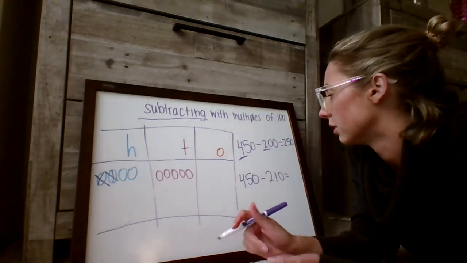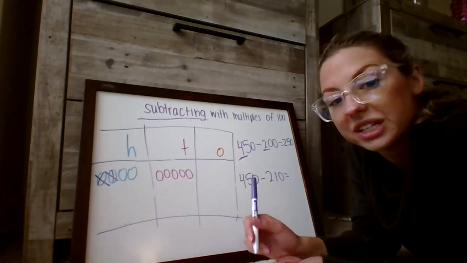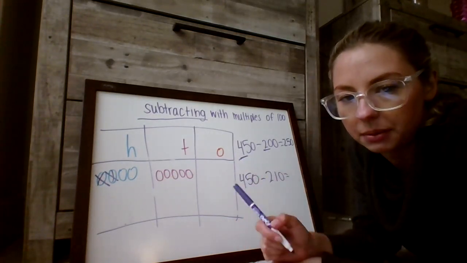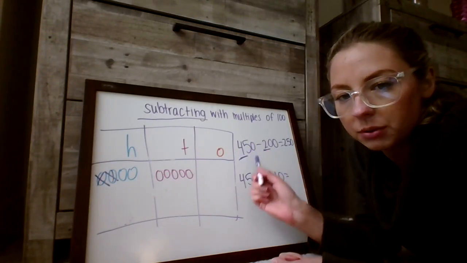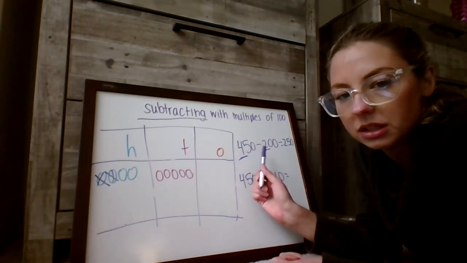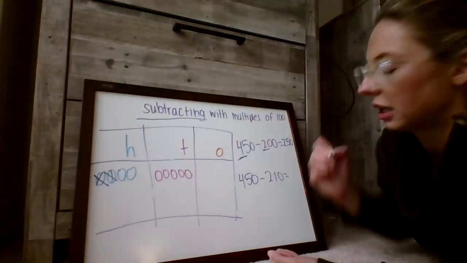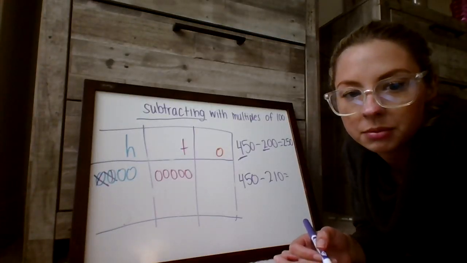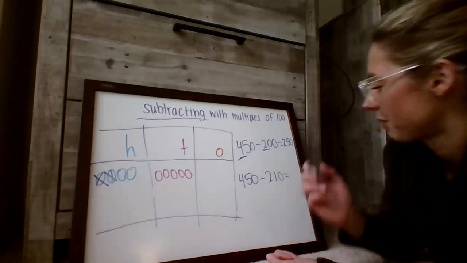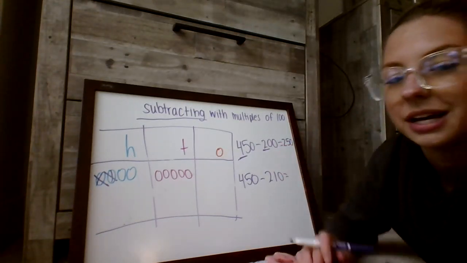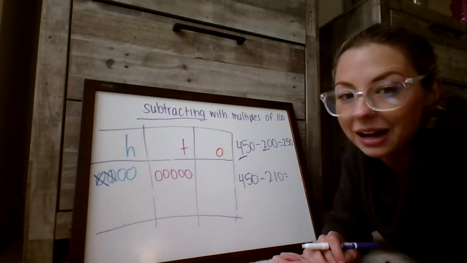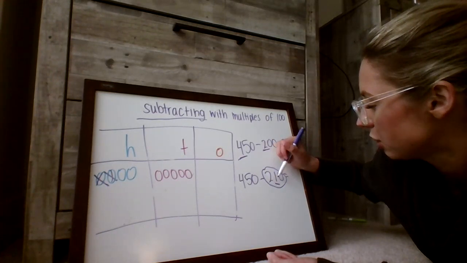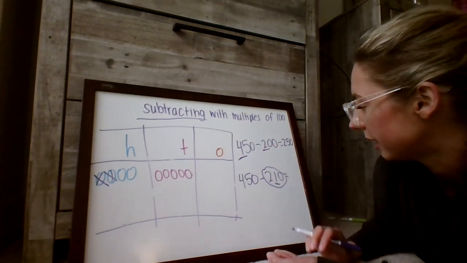What if we did 450 take away 210? What's the difference in this problem compared to this problem? We're both starting with 450, right? What's different about the number we're taking away? Do you see it? I see it. 200 and 210. I'm sure you've got it by now. This one has a 10 in it, right? So we're taking away 200 and 10.